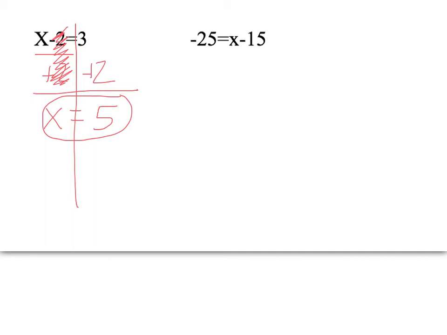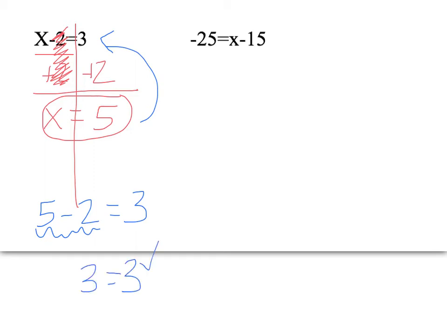If we wanted to check our work, we could go back and plug 5 in to our equation for x. So take x out and plug in 5. If you do this work on the left side and it equals 3, then you're right. Well, 5 minus 2 is 3, which does equal 3, so that must be the correct answer.